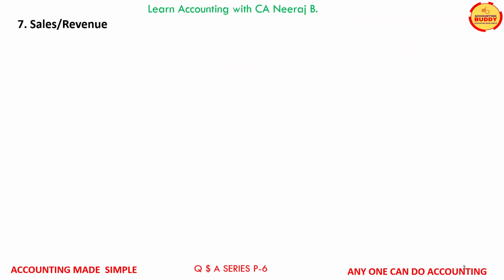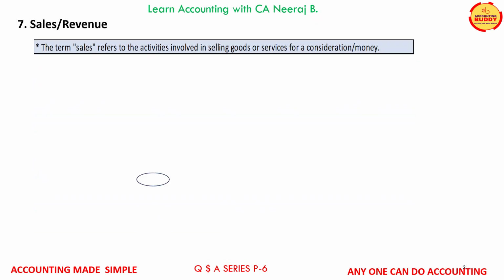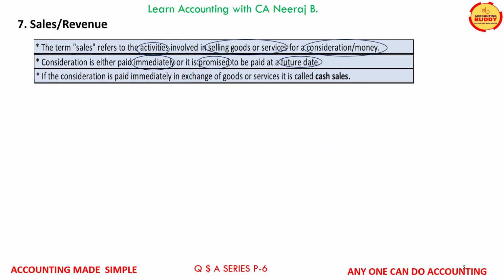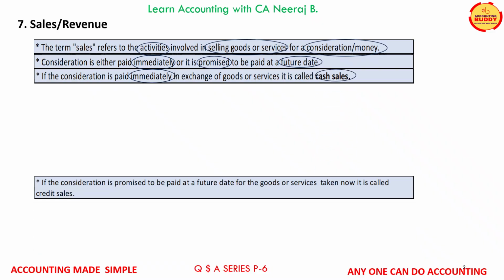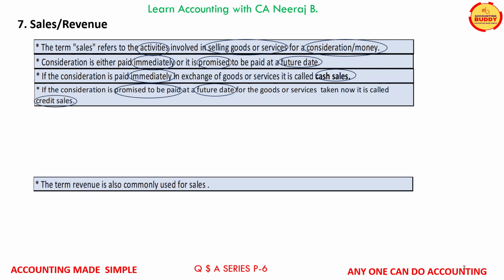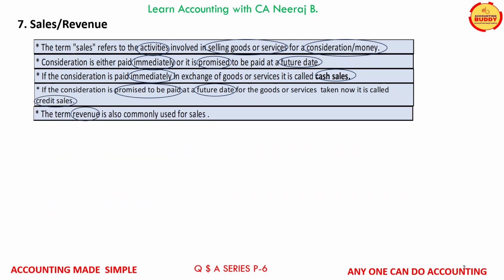Let us now learn the term sales. Sales is an activity which involves selling of goods or services for monetary consideration. Consideration is either paid immediately or is promised to be paid at a future date. If the consideration is paid immediately in exchange of goods or services, it is called cash sales. While if the consideration is promised to be paid at a future date, even if the goods are delivered to the customers, it is called credit sales. The term revenue is also referred to as sales in the financial statements.